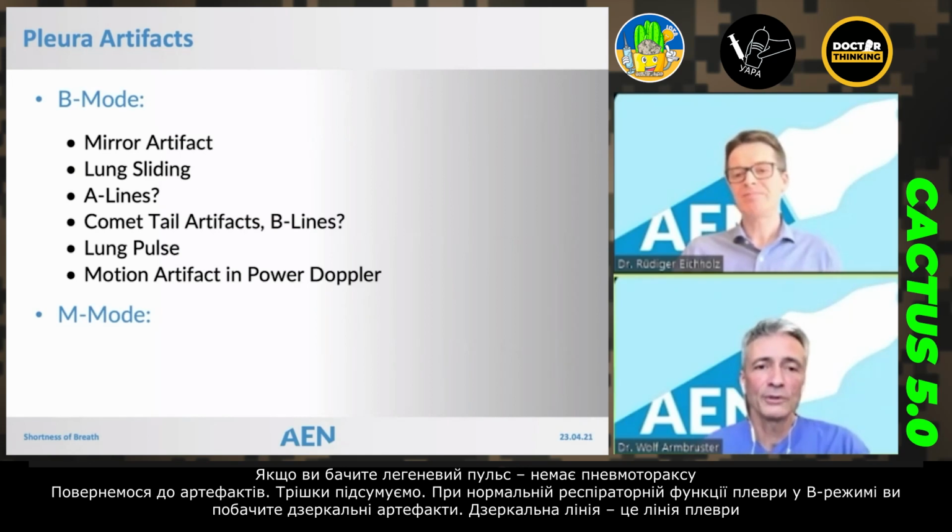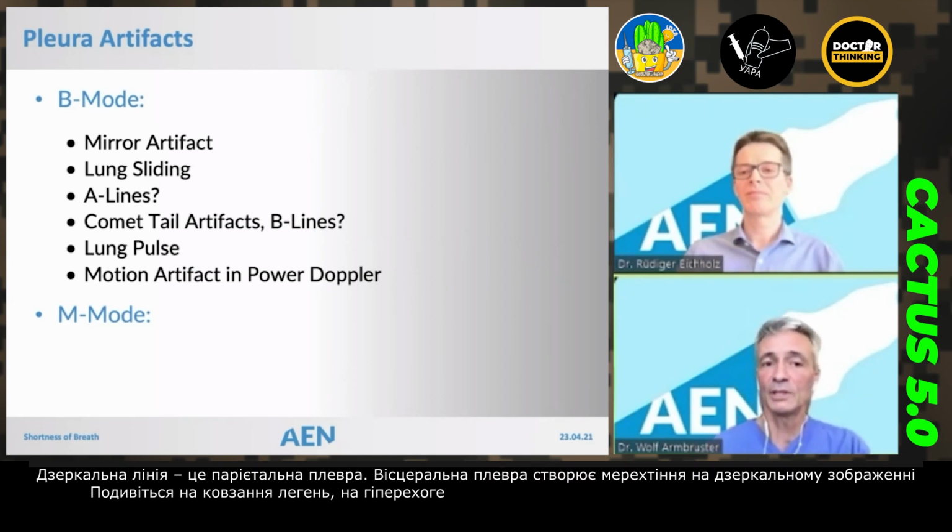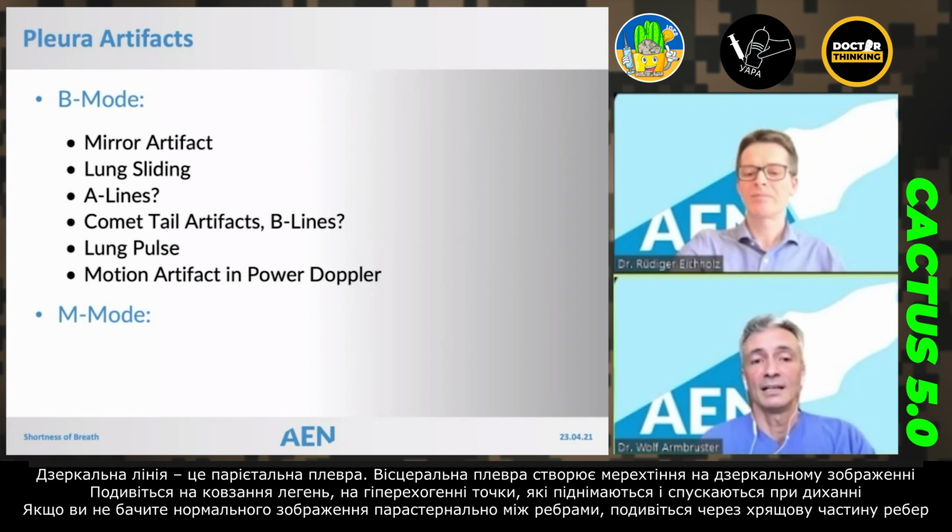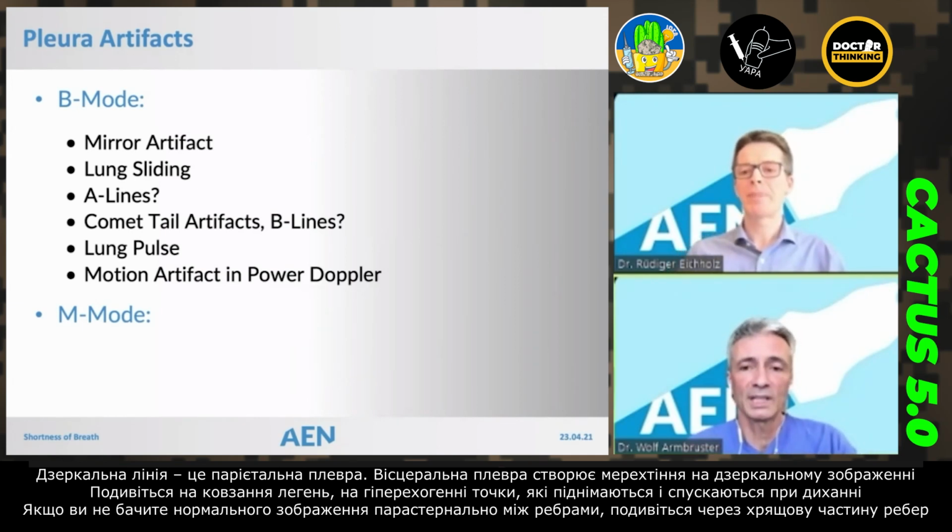So in normal respiratory function of the pleura, if you align the probe, in the B mode picture you see a mirror artifact. The mirror line is the pleural line. The actual mirror line is the parietal pleura. The visceral pleura that slides does the flickering of the mirror image. Just imagine this for M mode. Then you look for lung sliding.